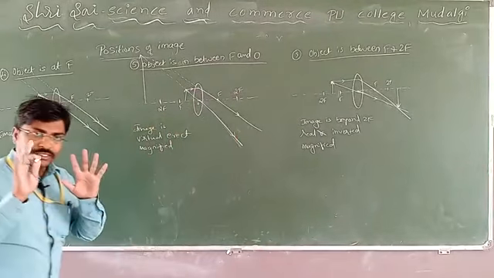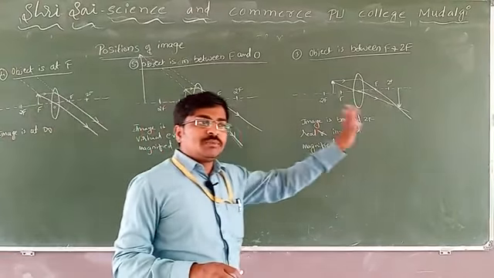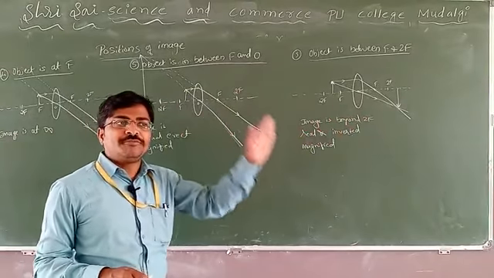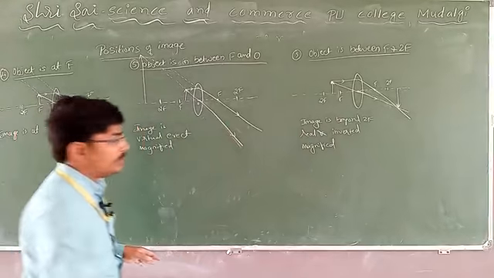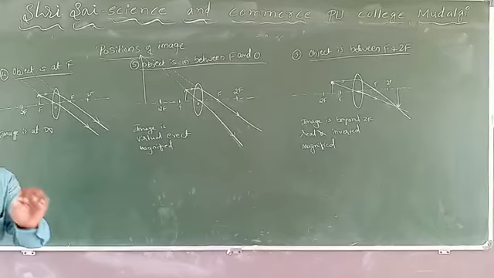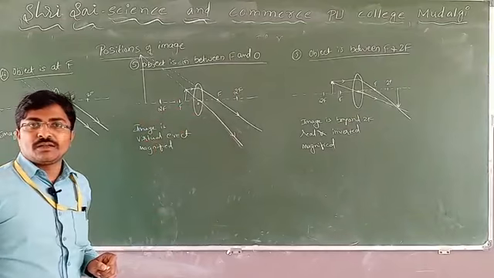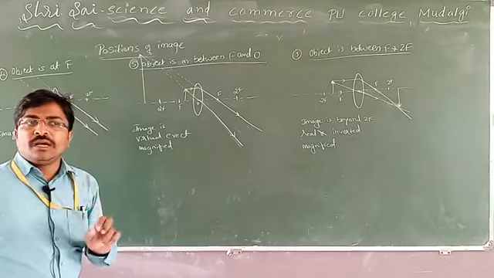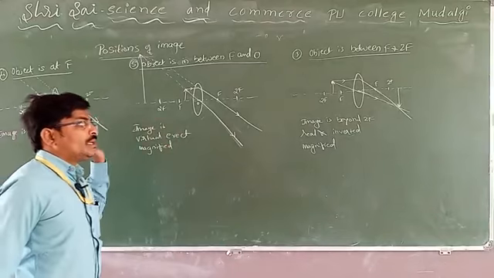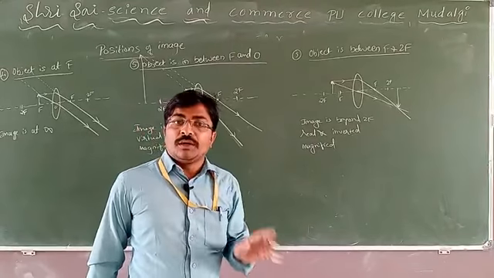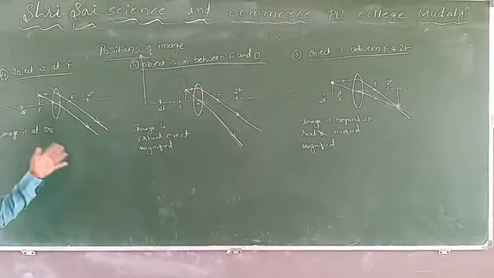See, totally we consider 5 cases: beyond 2F, at 2F, the object in between F and 2F, at F, and in between O and F. These 5 cases we considered. Only in the case of O and F will we get the virtual image. When the object is kept between O and F, then only we will get the virtual erect image. That is the only case. In all remaining cases, real image only. But when the object is at F, there is no image, or the image forms at infinity.